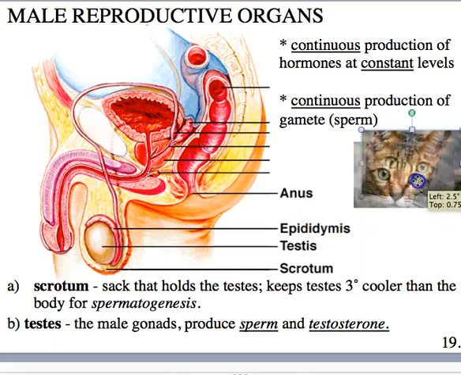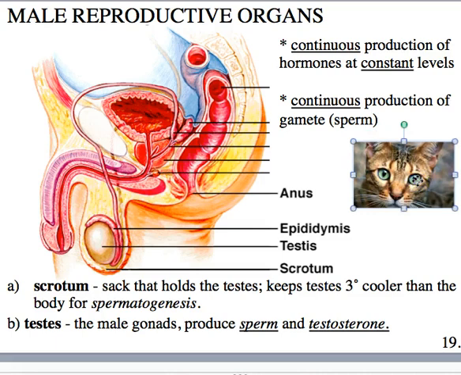Okay, so let's talk about first the male reproductive organs. Males are a bit less complicated than females, at least at the reproductive level. Let's talk about what's happening.